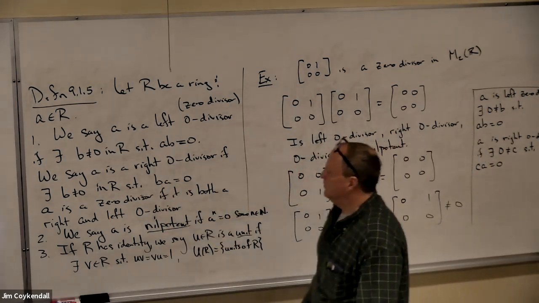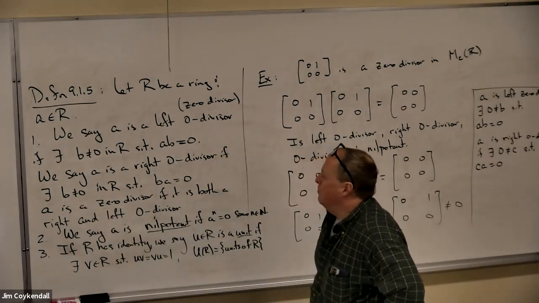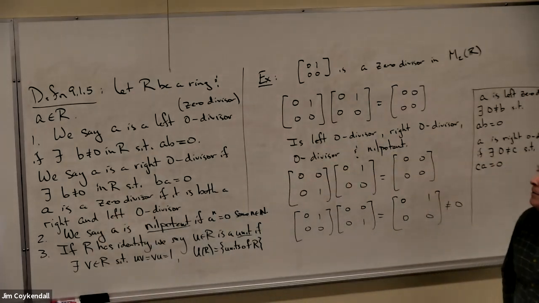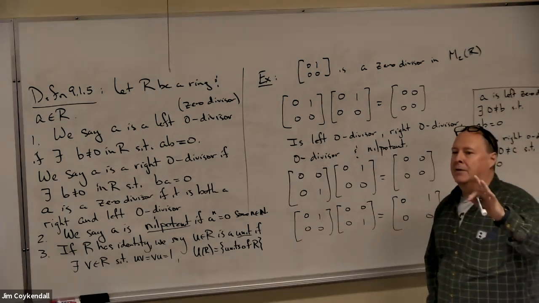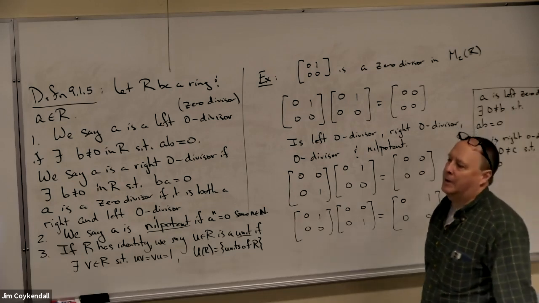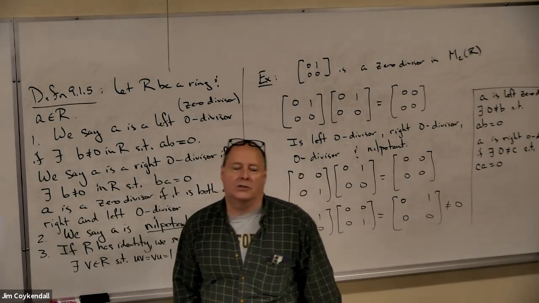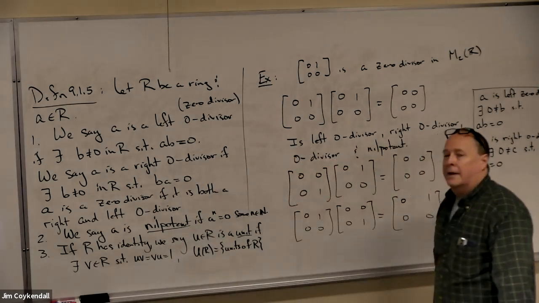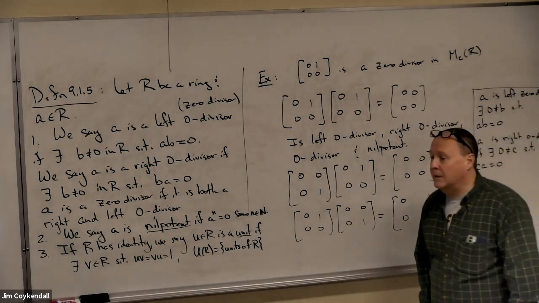It's important here that B is non-zero. Somebody give me an example. If you have a ring that has more than just zero, let me point out that the element zero by itself is a ring, always, because it's closed under multiplication, distributive property, it's a group under addition, and so on. If you have a ring that has more than just the zero element, there is always a zero divisor. Can anybody tell me what it is?